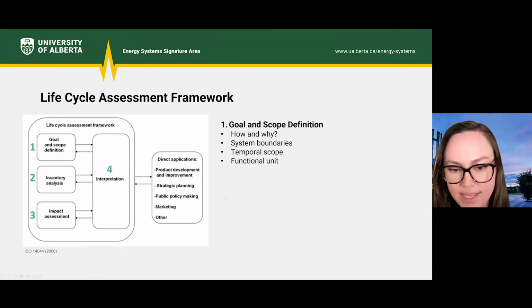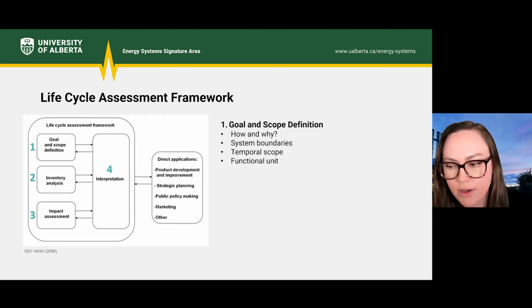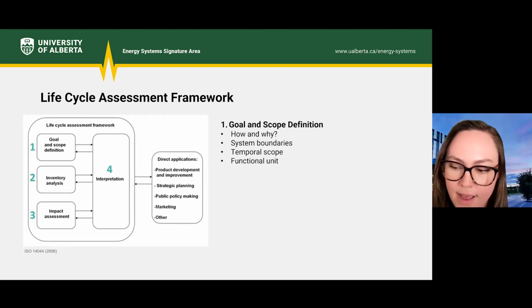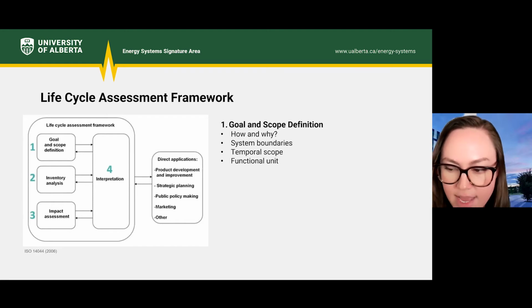If we look at the ISO framework itself, it's a 4-phase framework on the left. It starts with something called goal and scope definition. This helps you frame your study: why do you want to do this study? What's important? What question are you trying to answer? And then how are you going to scope the study?